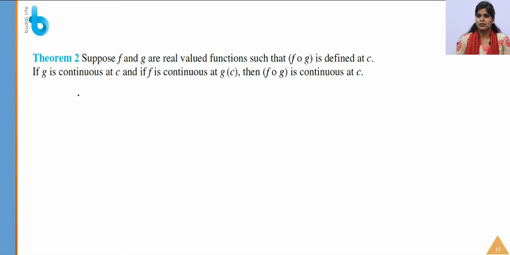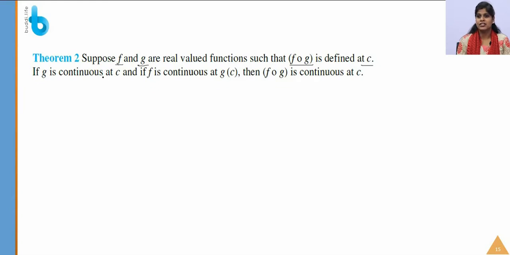We'll see another theorem on continuous functions. Suppose f and g are real valued functions such that f composite g is defined at c, then if g is continuous at c and f is continuous at g of c, then f composite g is continuous at c. That is, f and g are real valued functions such that f composite g is defined at c, that is, at c the composition of these two functions is defined.